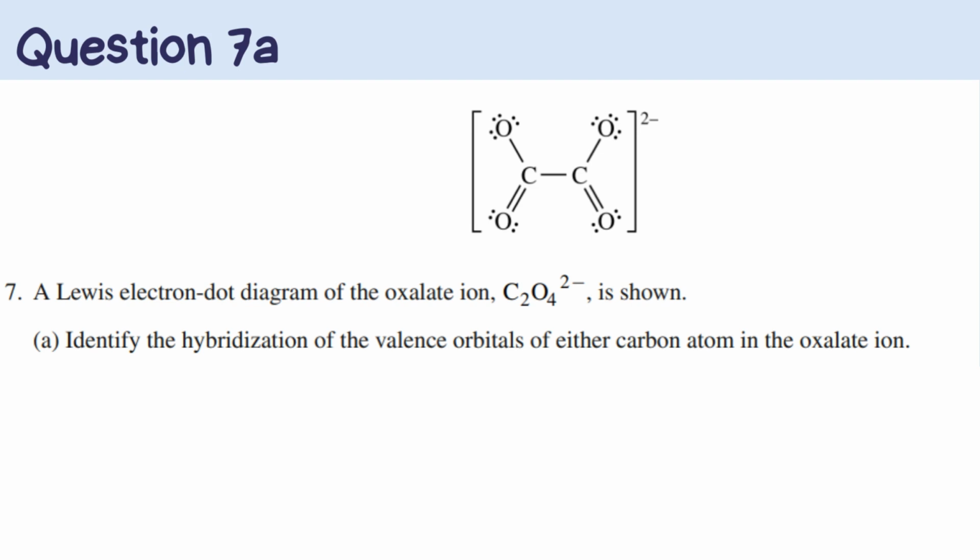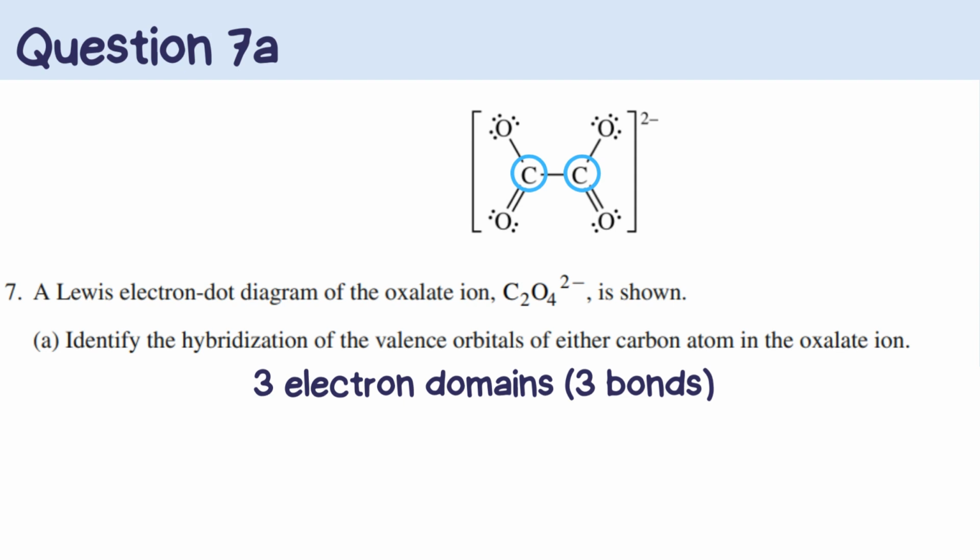Question 7a asks us for the hybridization of the carbon in the oxalate ion. In order to know this, you need to know how many electron domains are around each carbon. Here are the carbon atoms they're talking about. We could really use either one, because they both have the same number of electron domains. There are going to be 3 of them, because there are 3 bonds around each carbon atom.